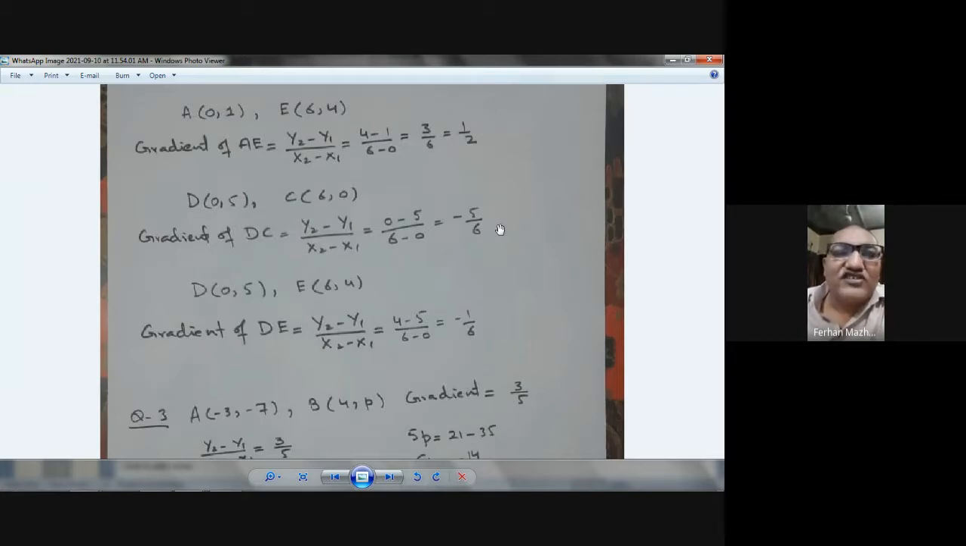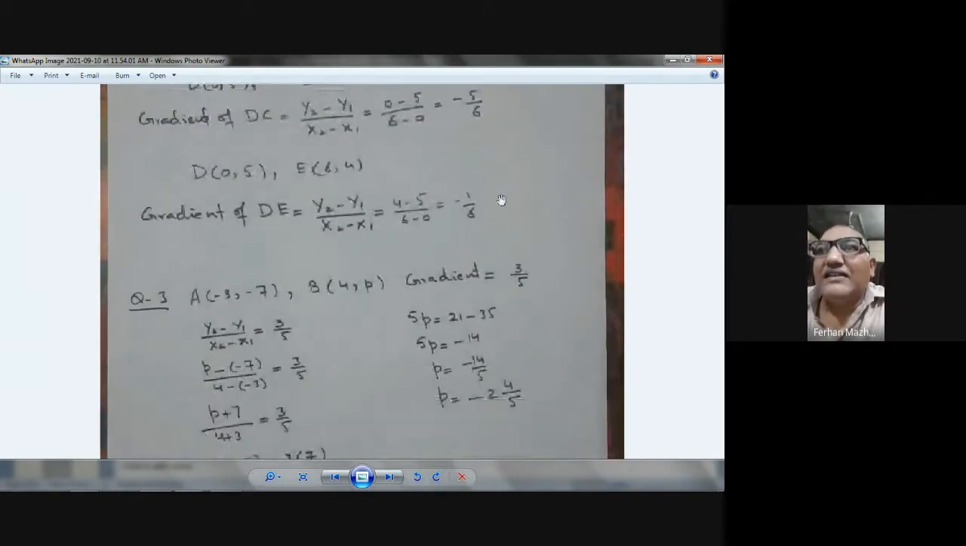So your final answer will be minus 5 by 6. So the slope of the DC will be minus 5 by 6. In the same way, we have that D point. The D is 0 comma 5. The coordinates of the D point. E coordinates are 6 comma 4.